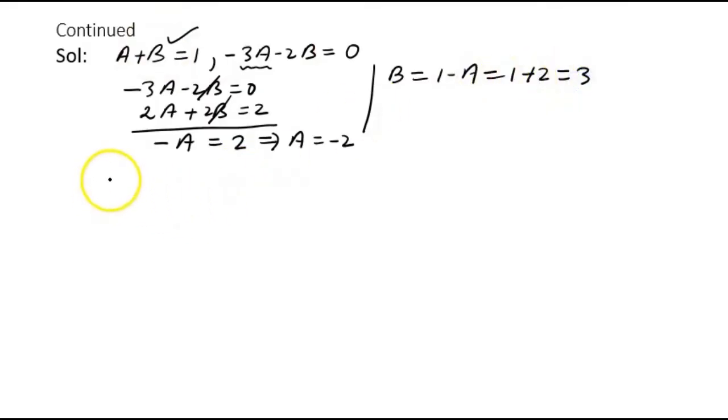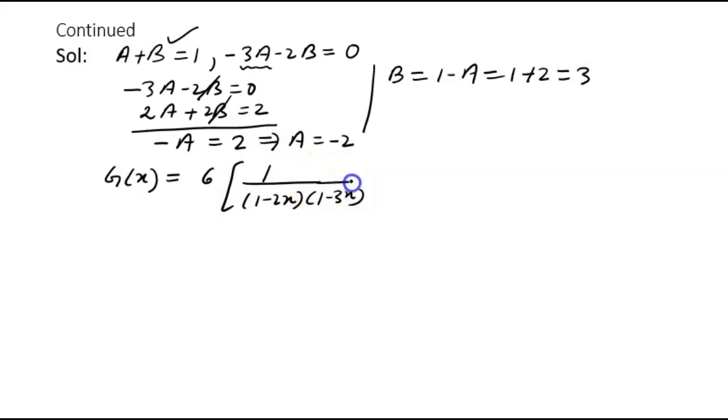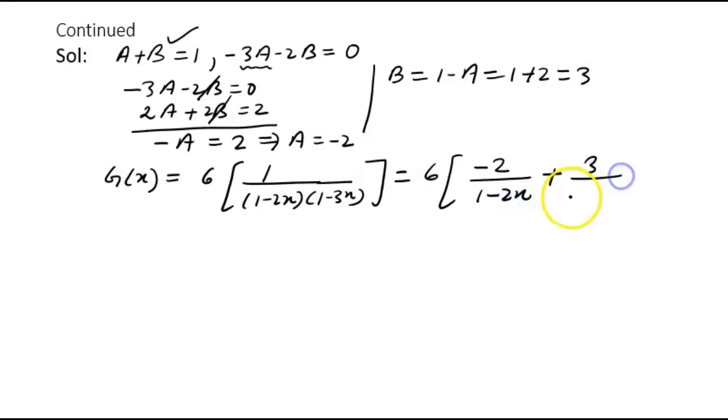So the gx term that I got in the previous page was what? It was 6 times 1 by 1 minus 2x into 1 minus 3x. Okay, and I have written this 6 times, and using the partial fraction I am writing it minus 2 by 1 minus 2x and plus 3 by 1 minus 3x. Let's verify whether it is okay or not. If you multiply, you will get minus 2 from here and 3 from here, so that will give you 1, and plus 6x and minus 6x. So this is basically the partial fraction.